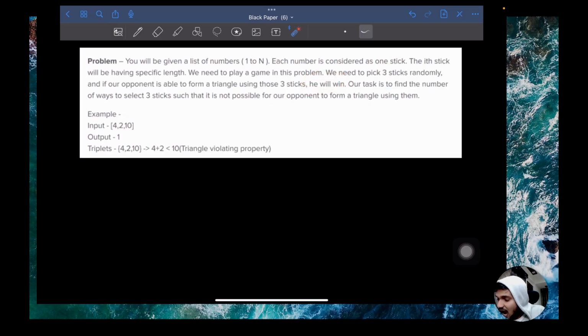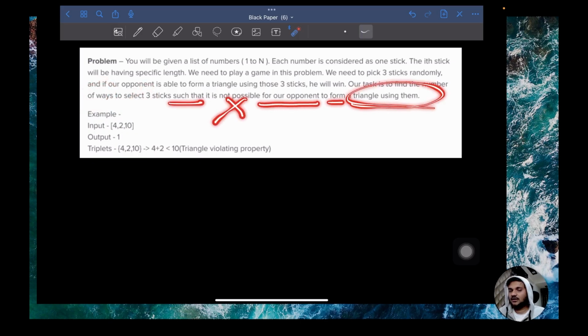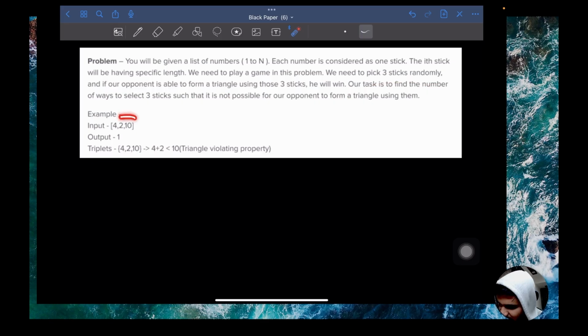Our task is to find the number of ways to select 3 sticks such that it is not possible for our opponent to form a triangle using them. So we'll have a set of sticks where we will be given the length of each stick. We need to find in how many ways you can pick the 3 sticks such that you cannot form a triangle out of it. Okay. Let's see how we can solve this problem.